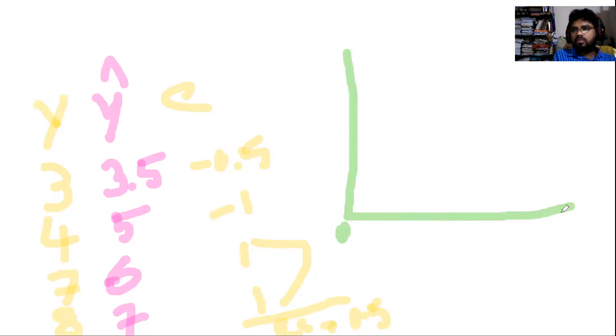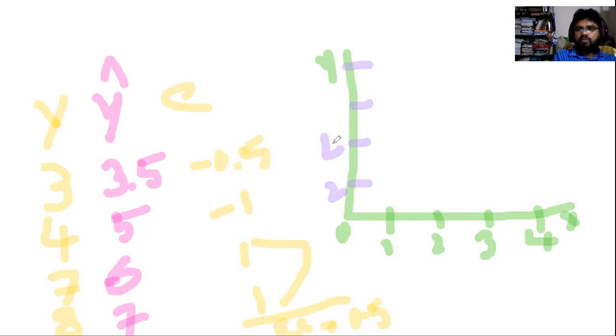So as I told you, 0, x, and y. So here on the x-axis I am going to take number of variables, number of samples, 1, 2, 3, 4. And on the y-axis the highest value is 8 now, so you will take 2, 4, 6, 8.